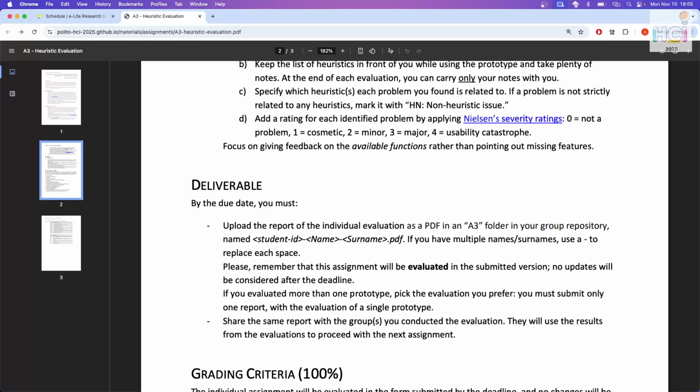Can you remind me how many points? 6 points. So 6 points out of 32. Okay? If there are no more questions, we can stop the recording here.